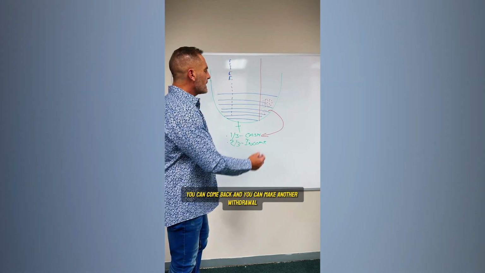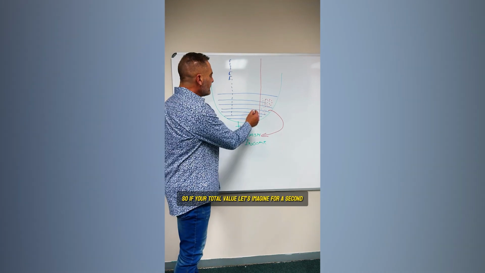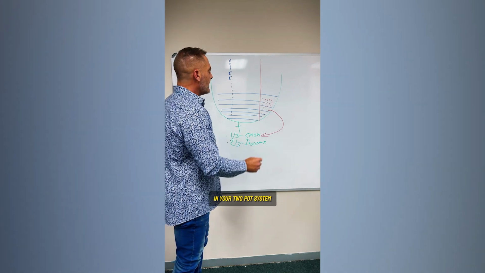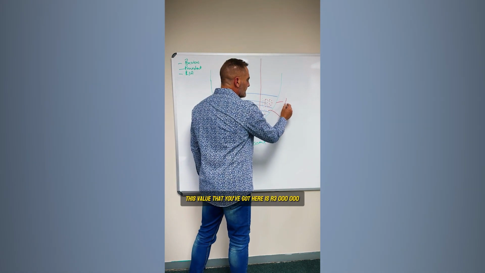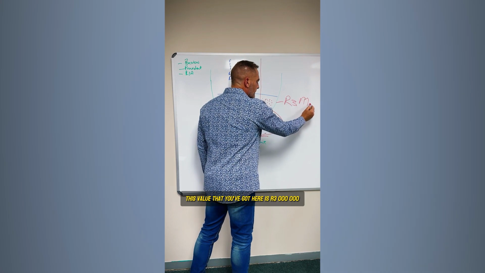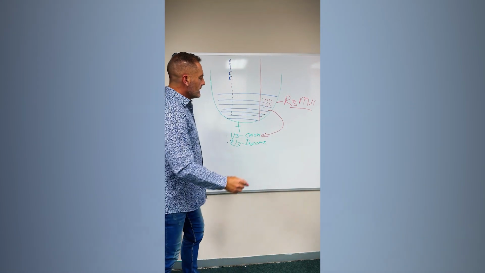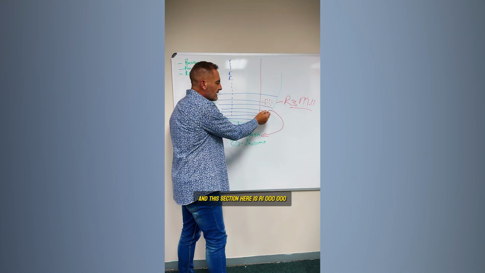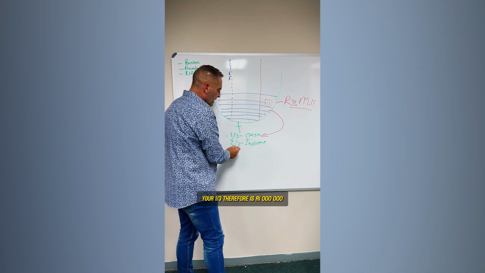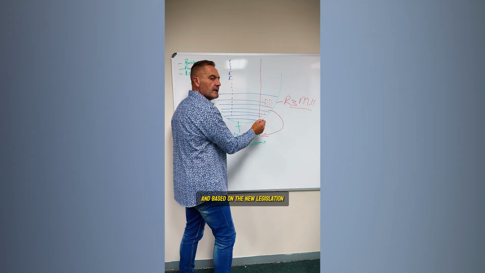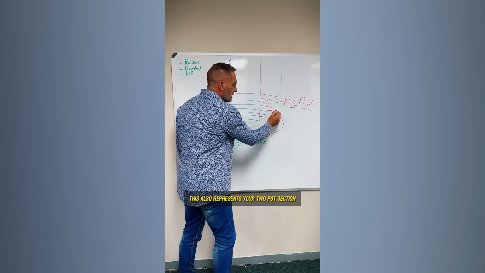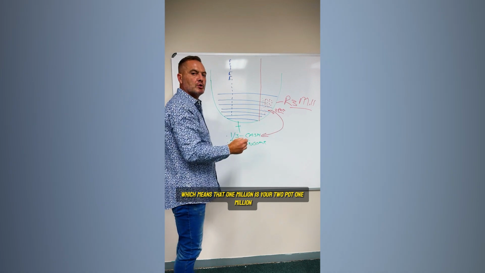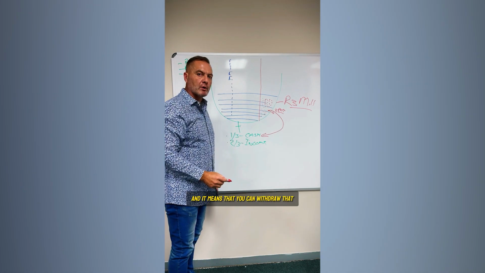But next year you can come back and you can make another withdrawal. So if your total value, let's imagine for a second you have not touched any of the money in your two-pot system. Let's imagine that next year when we get here, this value that you've got here is 3 million Rand. Then this section here is worth 2 million Rand, and this section here is 1 million Rand. Your 1/3, therefore, is 1 million Rand, and based on the new legislation, this also represents your two-pot section, which means that 1 million is your two-pot 1 million. And it means that you can withdraw that 1 million Rand.